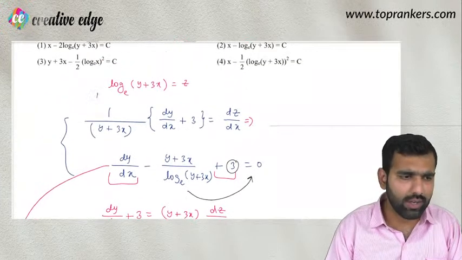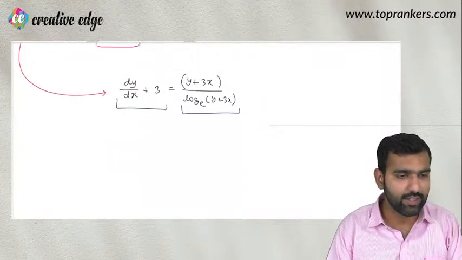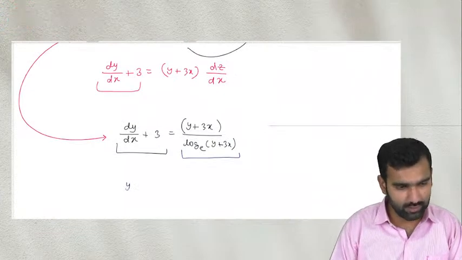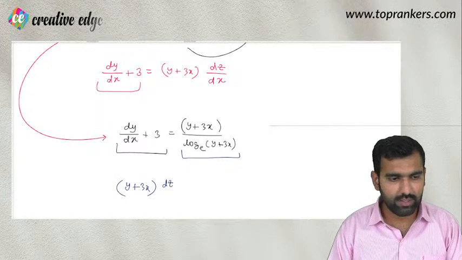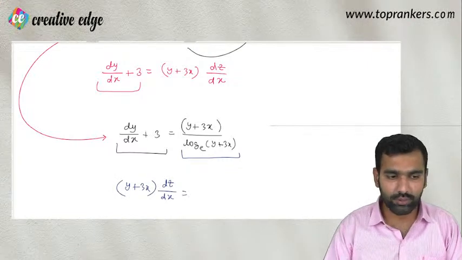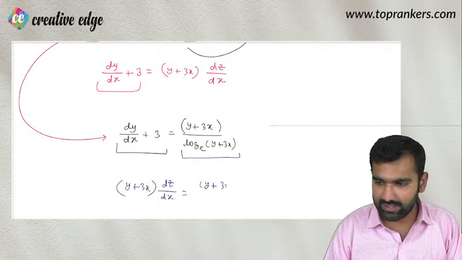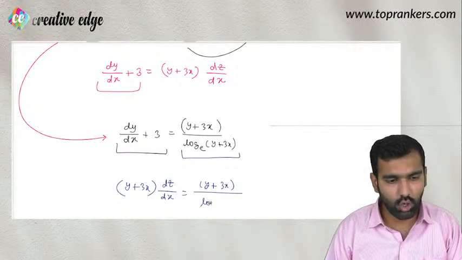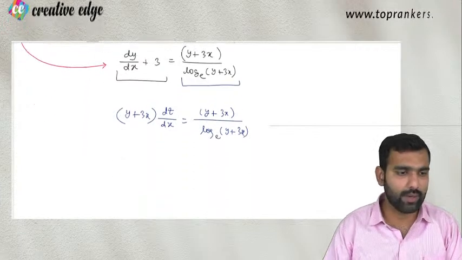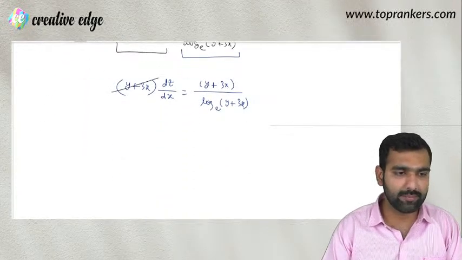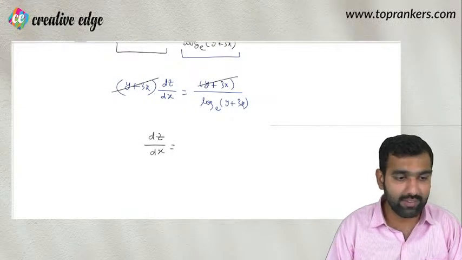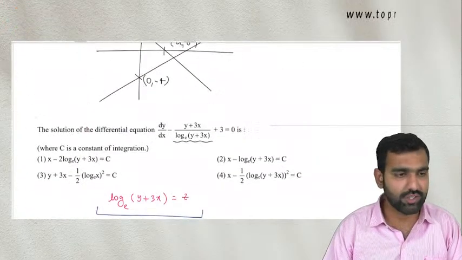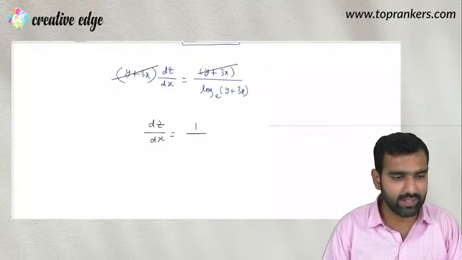We have already assumed that as z. So the question now, if I rewrite it like this, y plus 3x, this part I'm writing right now, dz by dx is equal to this expression y plus 3x upon log of y plus 3x at base e, right? Now I hope you must have noticed that this term gets cancelled by this term. So what do we have? Dz by dx. But on the right hand side we have 1 upon this expression, which is nothing but this value, right? This z. So can I rewrite it as z?